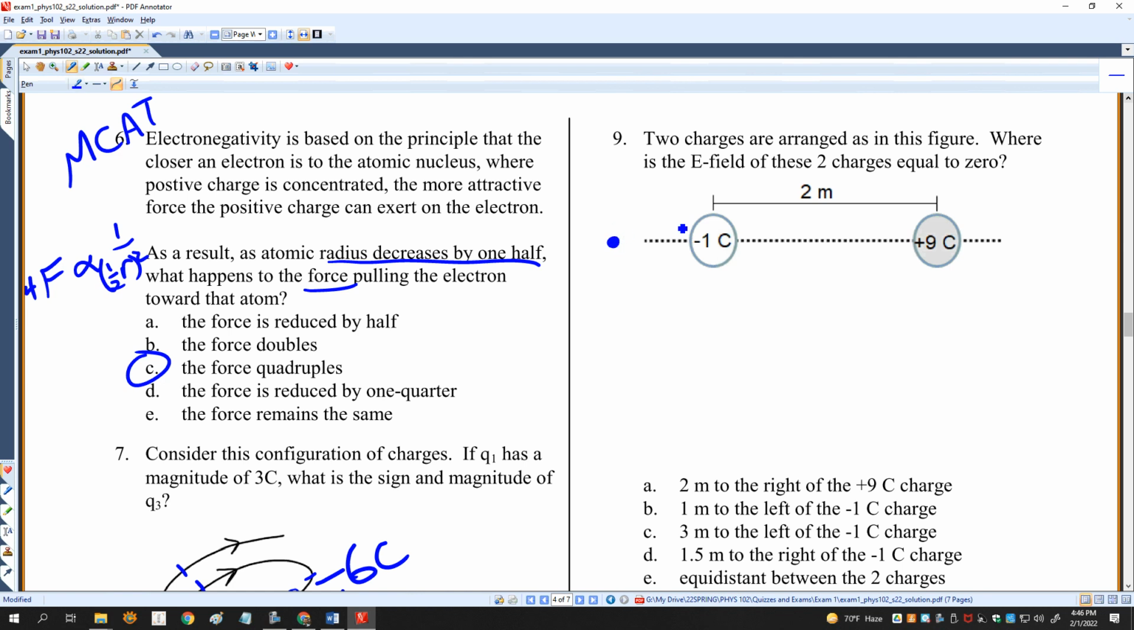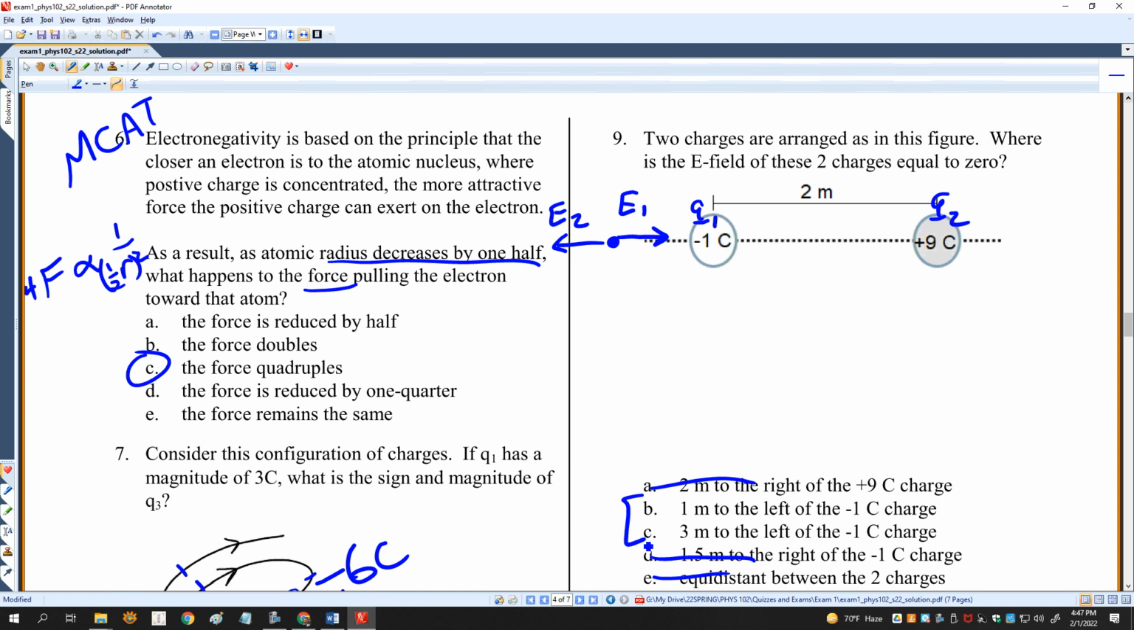If I call this Q1 and this one Q2, E1 is going to be in this direction. That's E1. And E2 is in that direction. It's smaller, or it can be the same size, even though Q2 is 3 times the size of Q1, because it's farther away. So I know it has to be over here. So let's see what that gets me. That gets me rid of this one, and this one. So now it's really just a matter of choosing between these two answers.